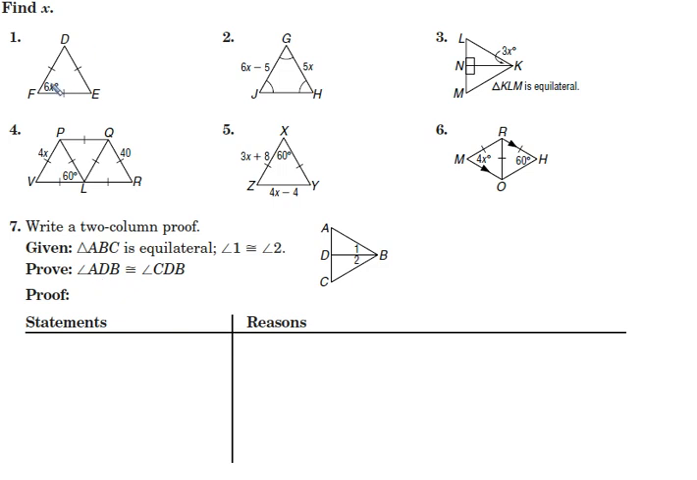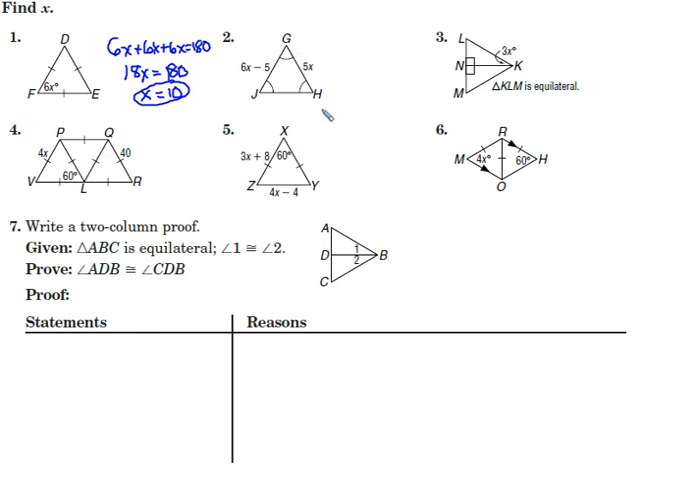For number 1 here, it only tells us one angle, but due to these markings I know that this triangle is equilateral. So all these angles will be the same, 6x, 6x, and 6x. If I add them up, I can set them equal to 180. 6x, 6x, 6x, 18x. Divide by 18, x is 10.